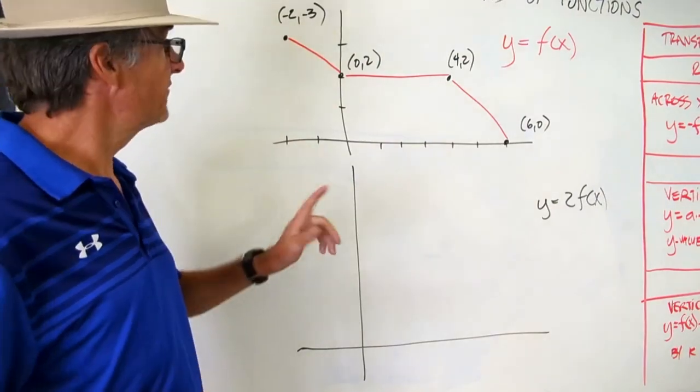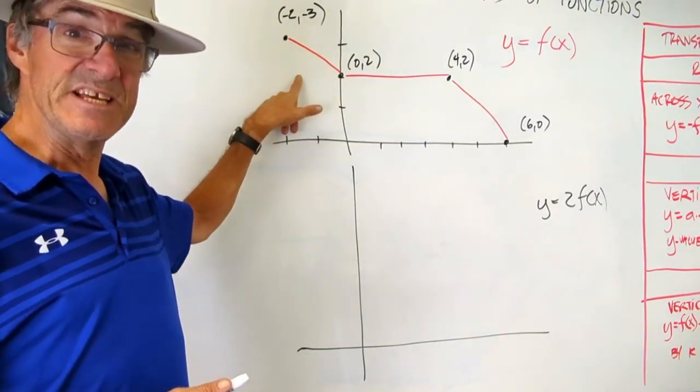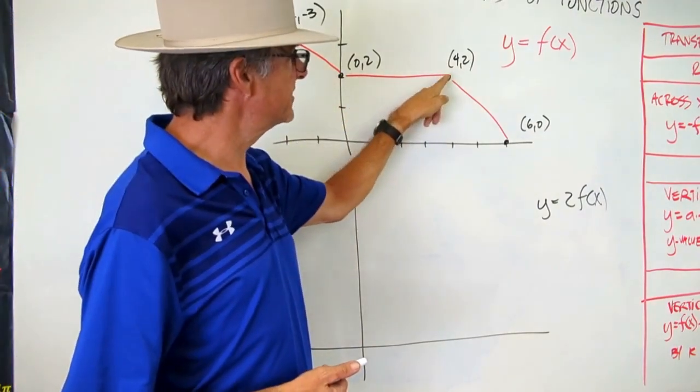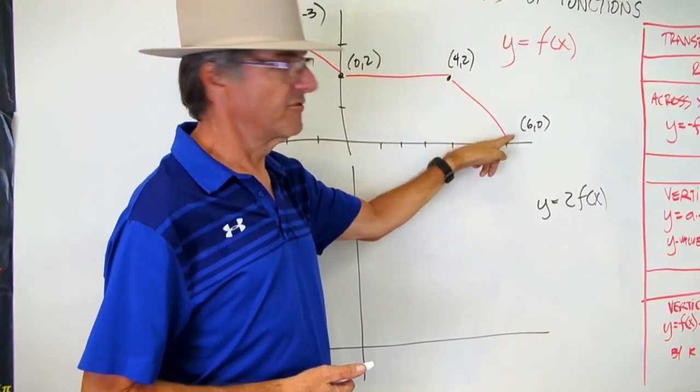Okay, let's do our first transformation. Now I've graphed this function here. This is obviously a piecewise function. We have some rule governing this section, another rule governing this section, and finally a last rule governing this section.